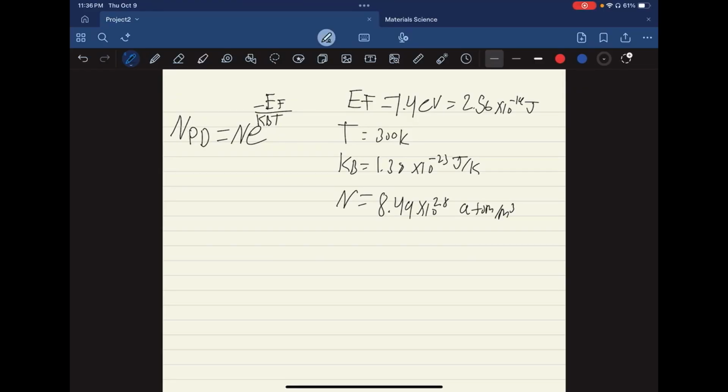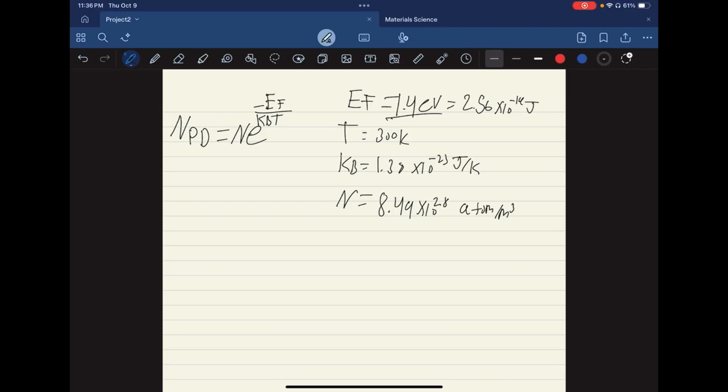Now moving on to steel. And I'd like to apologize. I was using T in the previous example. It should be an F right there. But moving on to steel, our energy required for the deformation goes up to 1.4 electron volts, which is 2.56 times 10 to the negative 19 joules. Our temperature remains the same at 300 degrees Kelvin.